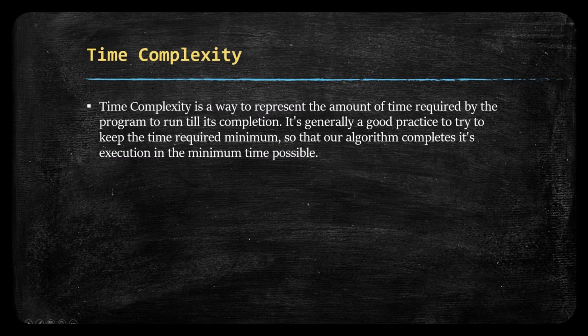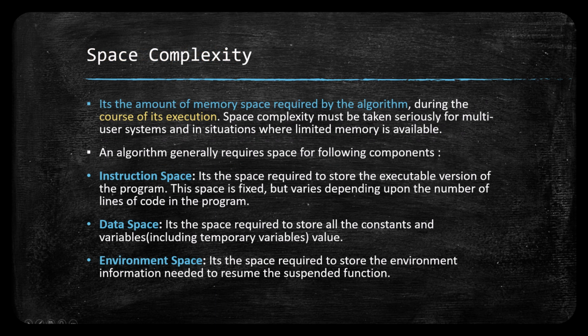Time complexity is a way to represent the amount of time required by the program till completion. So the main thing is the minimum time possible to run, meaning that is the minimum time and also the maximum time. Okay. And big omega, these things I will teach you in the next lecture. And the second thing is space complexity. The main thing is the space required by the algorithm in the course of execution.